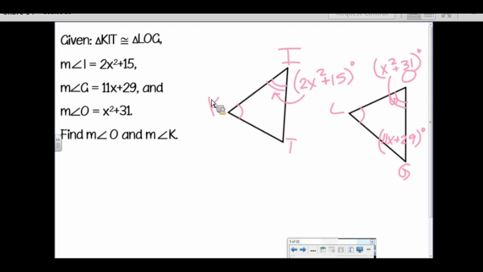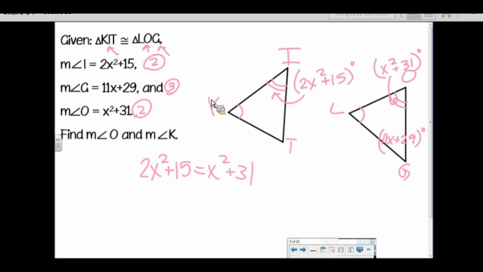So if you did draw a picture, that helps. If you didn't draw a picture, you look at the order. I is listed second, G is listed third, and O is listed second. So now I know which ones I need to set equal to each other. I need to set angle I equal to angle O, the measures rather, not the angles. 2x squared plus 15 equals x squared plus 31. So that's how you begin that problem.